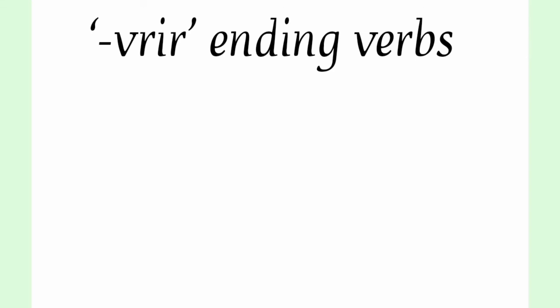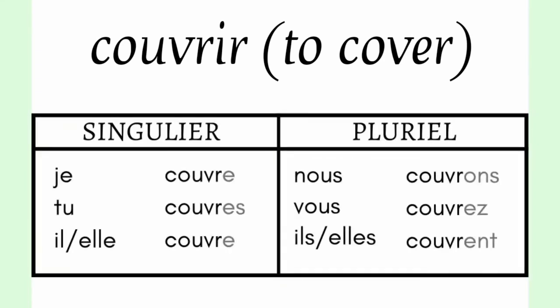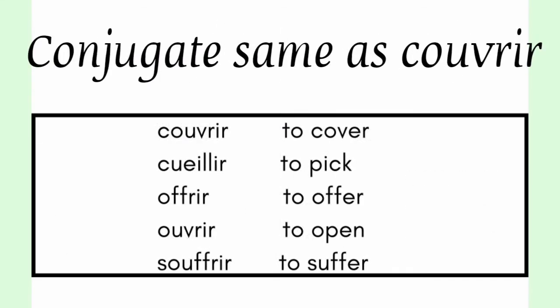The next category is VRIR ending verbs. Okay, for example, couvrir. Couvrir will be conjugated in the following manner: je couvre, tu couvres, il couvre, elle couvre, nous couvrons, vous couvrez, ils couvrent, elles couvrent. Can you observe the endings here? With je, it's e, then es, then e, ons, ez, ent, ent. So the endings are altogether different here. And there are few more verbs like couvrir, cueillir, offrir, ouvrir, and souffrir, which are conjugated similar to couvrir.